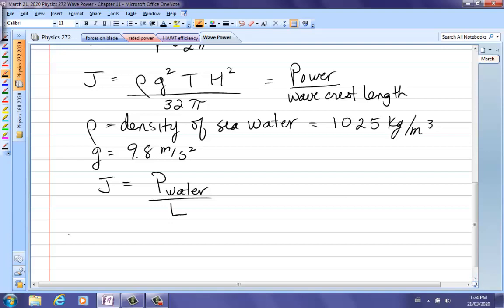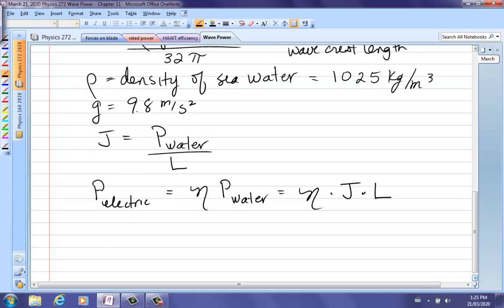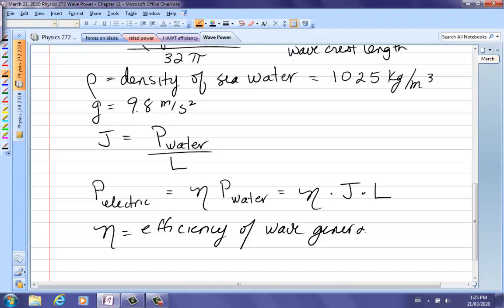Okay, now the last thing we need to know if we want the electrical power. So the efficiency of all those machines is wildly different. So the electrical power has to do with the efficiency times the power in the water. And so that would be the efficiency times J times L, where eta is efficiency of wave generating apparatus.